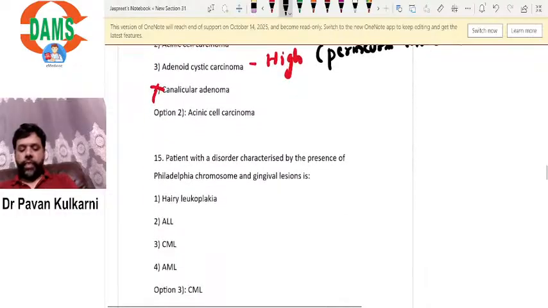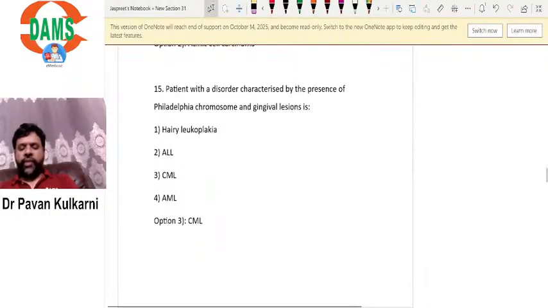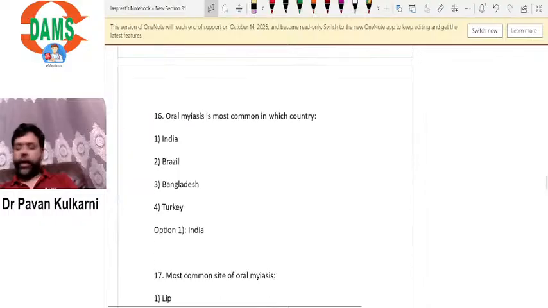Okay. Next, a patient with a disorder characterized by the presence of the Philadelphia chromosome and gingival lesions has CML, chronic myeloid leukemia. So we know that the Philadelphia chromosome involves a translocation of chromosomal material. Again, single liner MCQs.